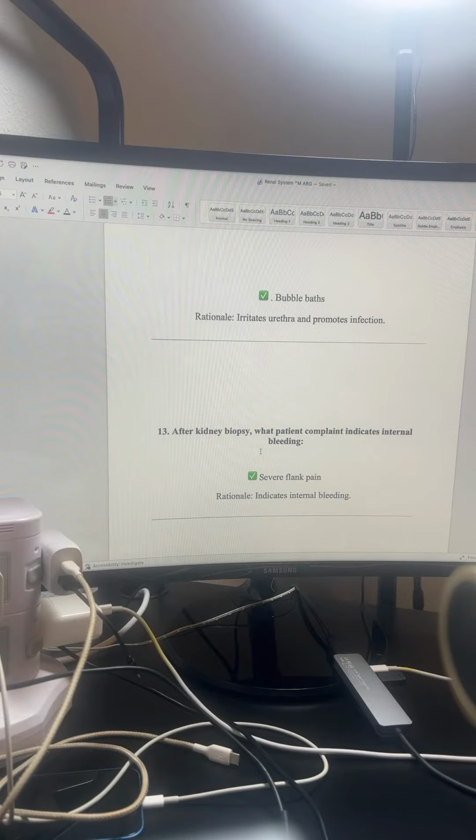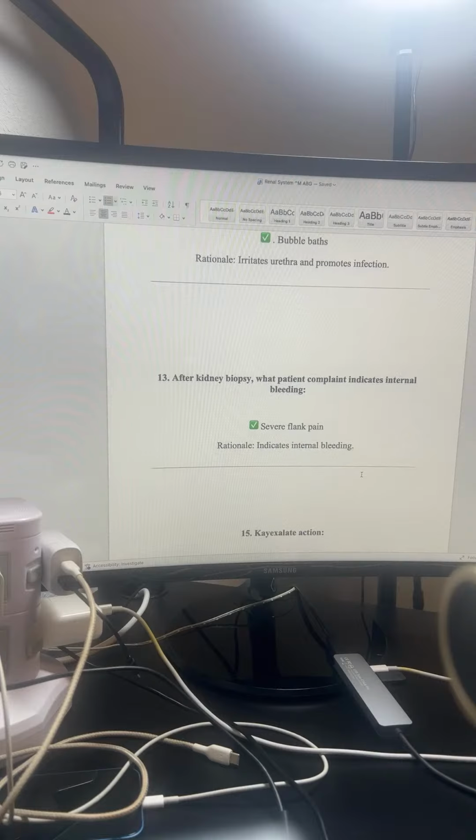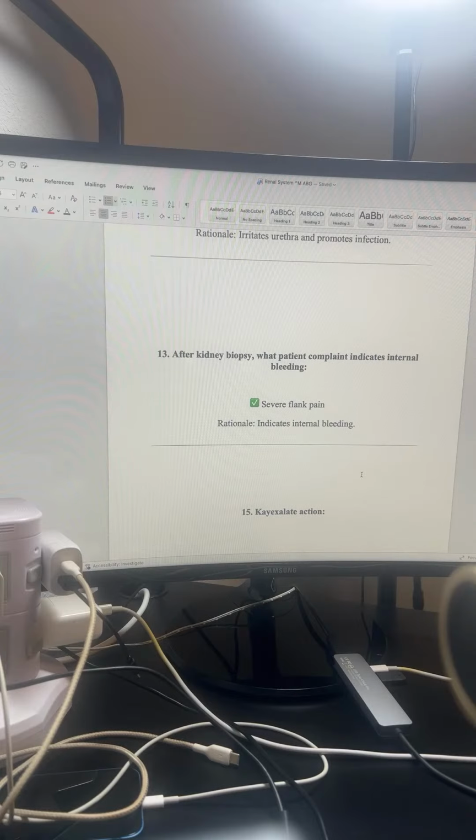So as we say, if you have a patient that went and did a kidney biopsy, and the patient is complaining of any form of flank pain, usually that is indicative of internal bleeding. All right. What is the action of K-oxalate? A lot of times we tend to give it to our patients.